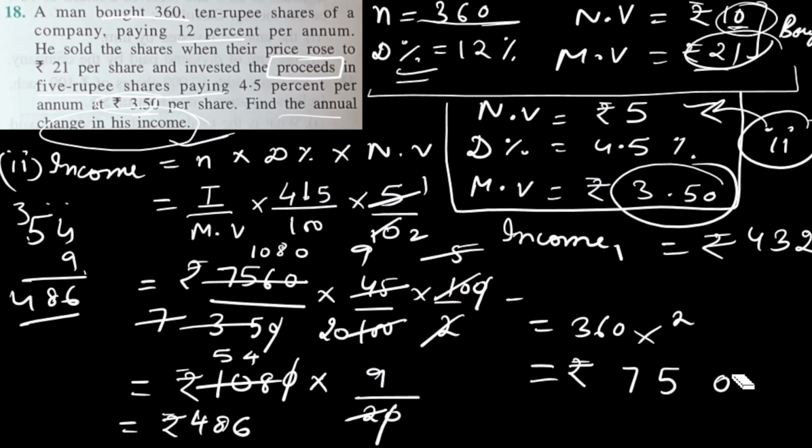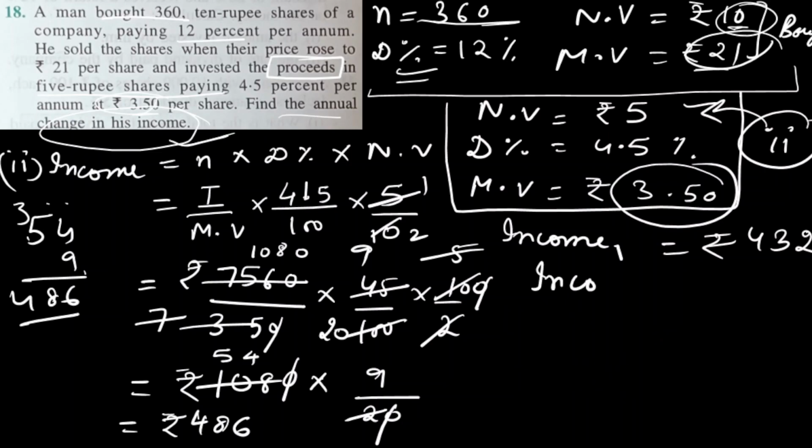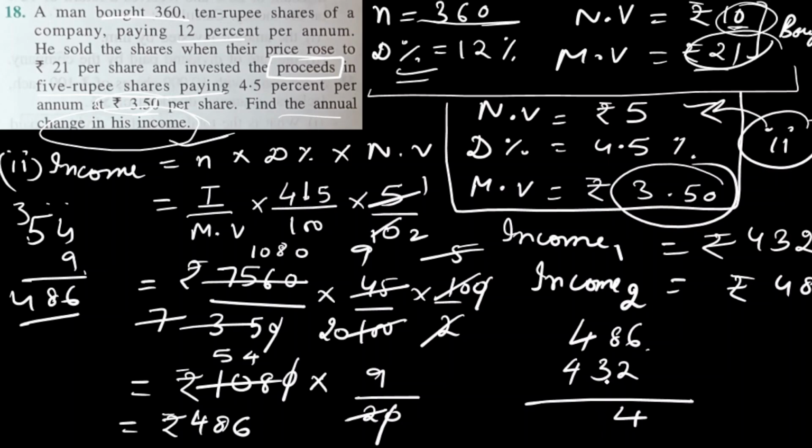What was the income of the first company? The income of the first company was 432. So the income I have got for the second company is rupees 486. So what is the change? Change means you can find the difference. The difference is 486 minus 432. So 6 minus 2 is 4, 8 minus 3 is 5.